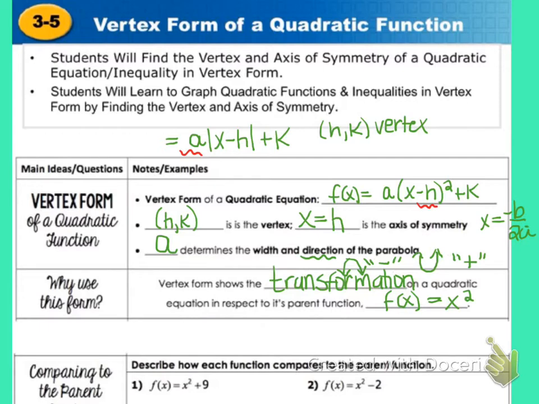So really one of the first skills we're going to look at is something we've already done with absolute value graphs, and that's looking at a function that has been transformed in some way and seeing if we can describe the transformation by comparing the equation back to the original parent function x squared. So let's go ahead and take a look at these examples.